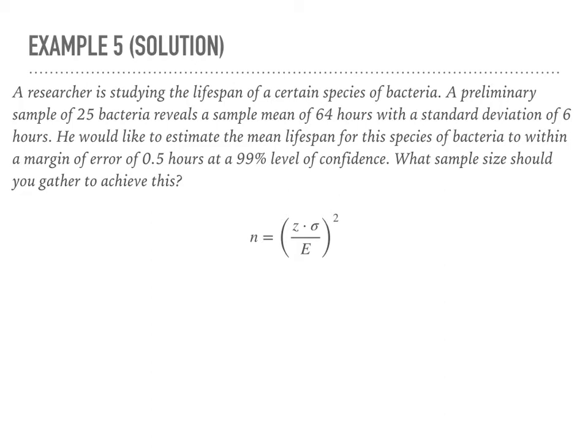Now we know our formula, so we know that we are going to need a z-value first. So the z-value for a 99% level of confidence is 2.58. Now we need sigma, the population standard deviation. Since we're not given a population standard deviation here, but we are given a standard deviation from a previous study, we can assume that the standard deviation from the previous study is approximately equal to the population standard deviation. The maximum error that we wanted here was 0.5 hours. So plugging everything in, we see that we need a sample size of 959.